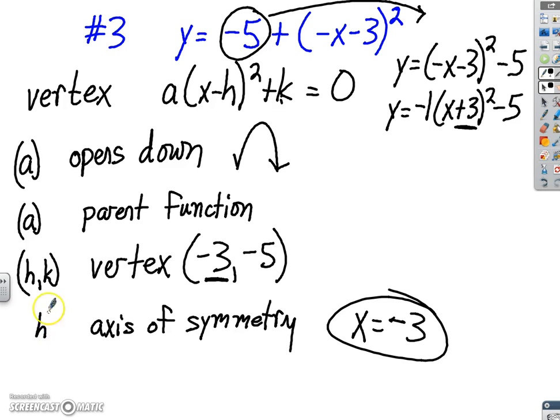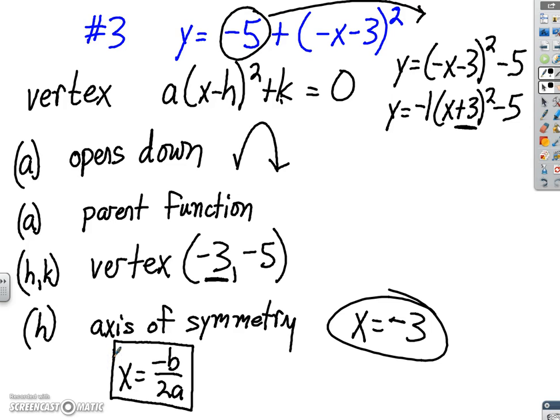It's our h in this case. Now, remember, if we had left it in standard form, we could have found the axis of symmetry as well there, -b over 2a. I would encourage you, if you don't already have that one memorized, along with these forms, I would get it memorized. You will need to know it before the test.